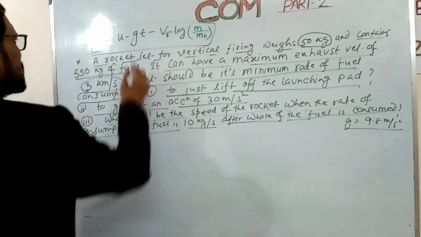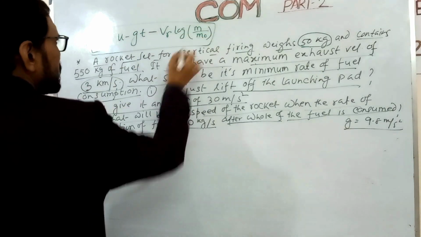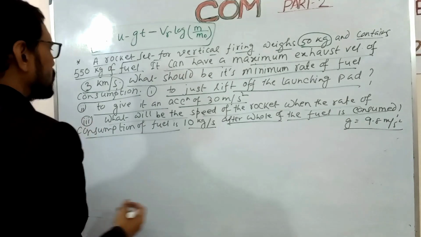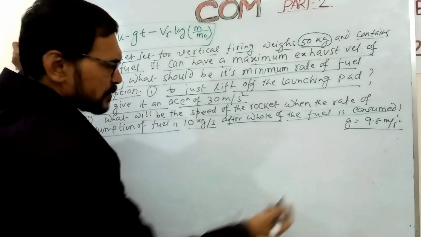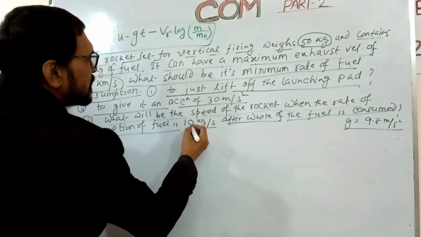So here we use the formula v = u - gt - vr log(m/m0). This is the formula for rocket motion. So what is given in the problem? First we write what is given in the problem.